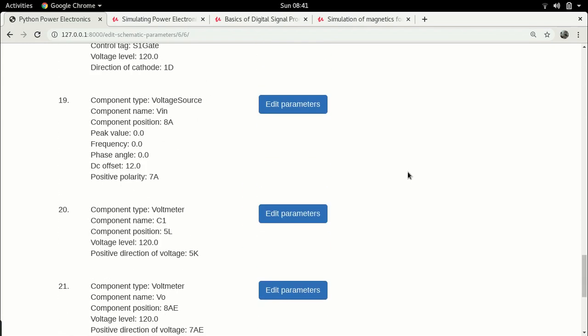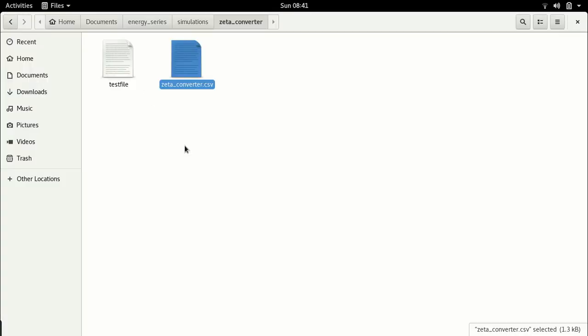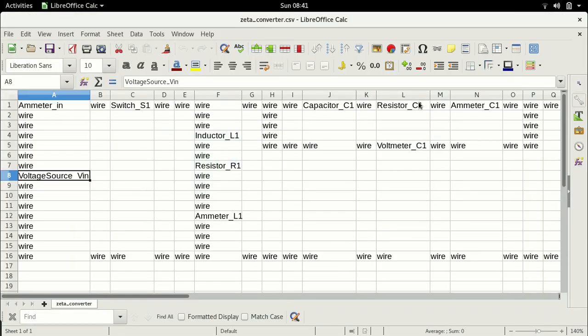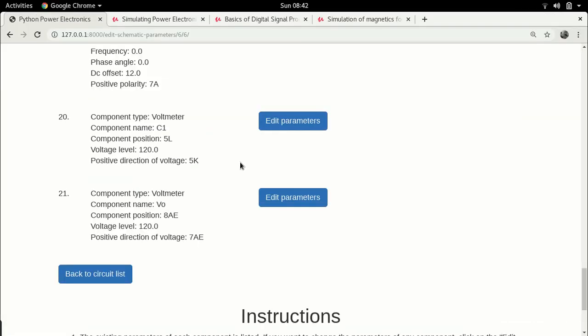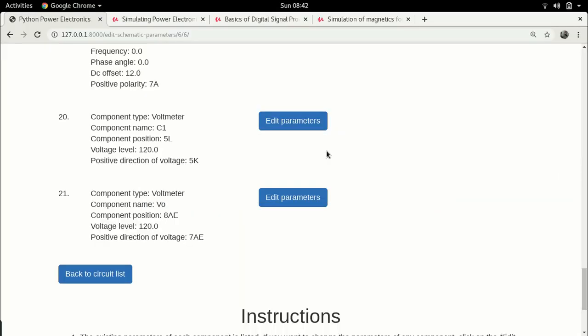And I believe there should be one more. Now there's the voltmeters. Let's come have a look. This is the capacitor, this is the voltmeter. This capacitor is charged and discharged, but it is mainly charged towards the right, which means we expect a positive polarity towards the left, so the voltmeter should have a positive polarity towards the left as well. If you look at this, 5L is the component position, 5K is the positive polarity. And that's exactly what it is. So we can leave it as it is. No need to change it.